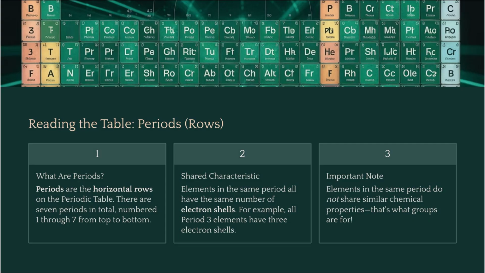The horizontal rows on the table are called periods. There are 7 periods. Elements in the same period don't share similar properties like elements in a column do. Instead, they tell you about the electron shells. All elements in period 2, for example, have 2 electron shells around their nucleus. It's a count of the energy levels.